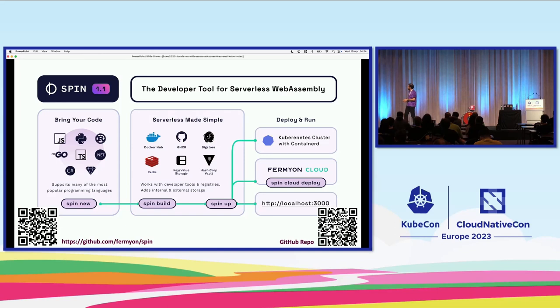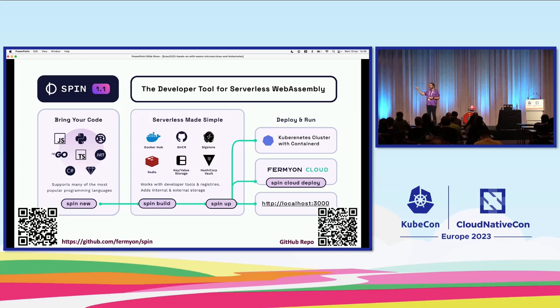As part of making things simple, being able to distribute these applications as OCI images through things like Docker Hub or the GitHub container registry, and being able to integrate with storage technologies such as Redis or the built-in key value store that we have in Spin is made really, really easy. Also, to help with supply chain security, you can sign your Spin builds, making sure that once you start running them, they're actually the right binary that you want to run.